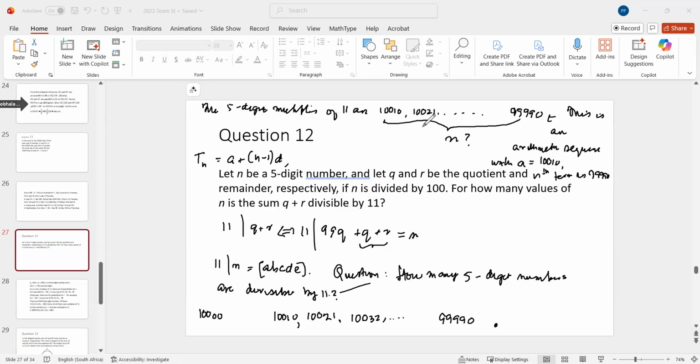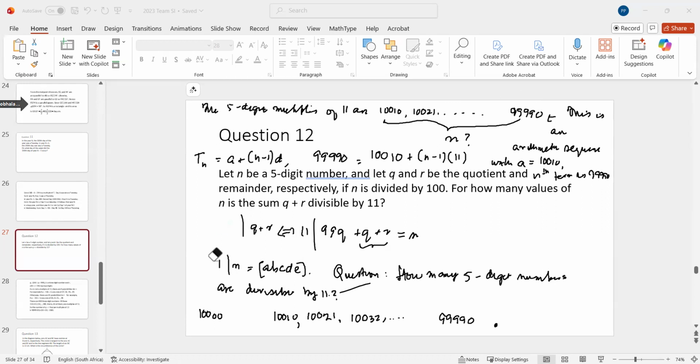The problem is to find n, the number of multiples of 11. So we know that the last one is that one there. That's the nth term. It's 99990. That's your Tn. And A is 10,010. That's your A plus n minus 1 times D. D is 11. Okay, so you've got an equation here with only one unknown. So that is the equation that we will have to solve.